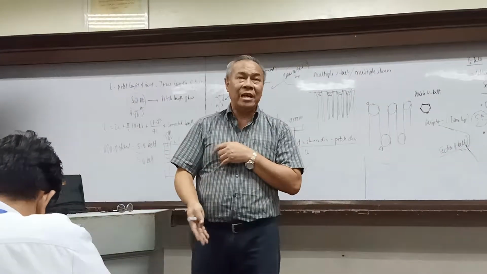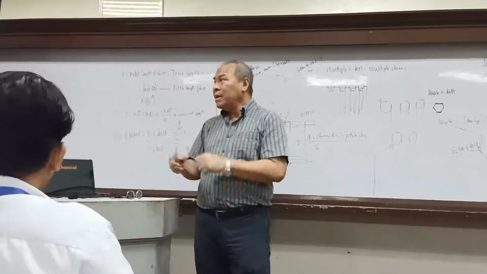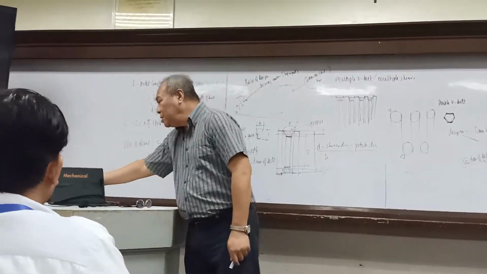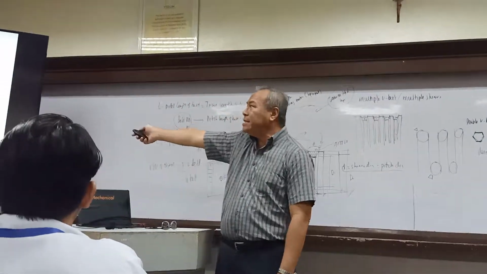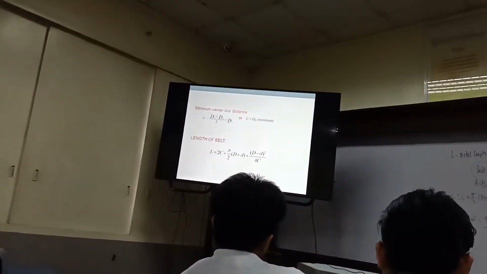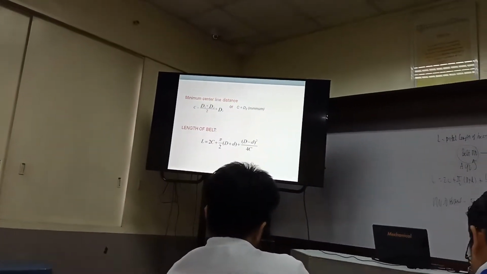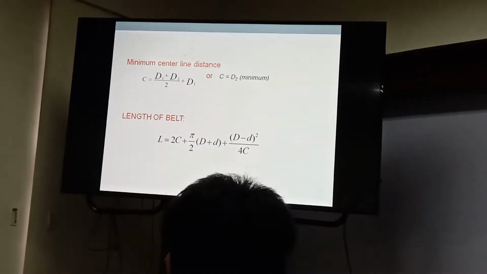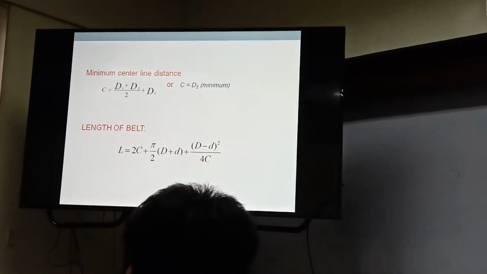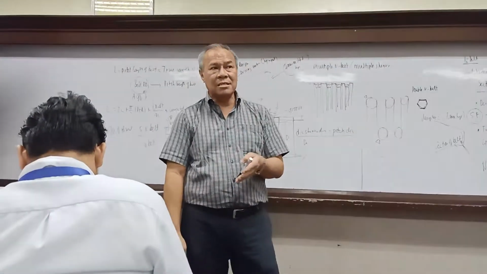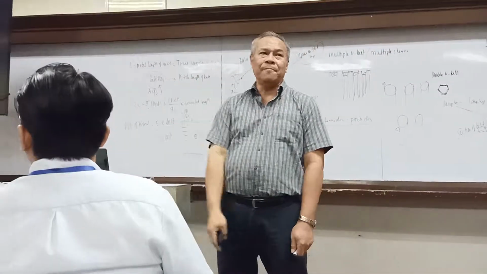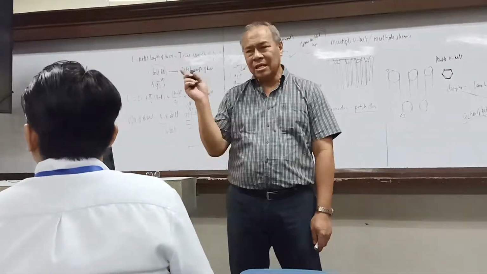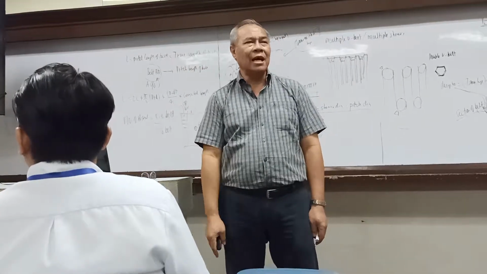Now, what if the center length distance is not given? So, pag hindi, pwede naman nating kompyutin yung minimum center line distance. You can use that. It's taken also from your textbook. Okay? So, this is how we compute for the minimum center line distance. Pwede mong gamitin yung diameter of the larger pulley as a minimum center line distance, or you use the other equation. Okay? (D1 + D2)/2 + D1. Okay? So, it's either. Ano yung mas malaki? Gamitin mo na lang. Right?